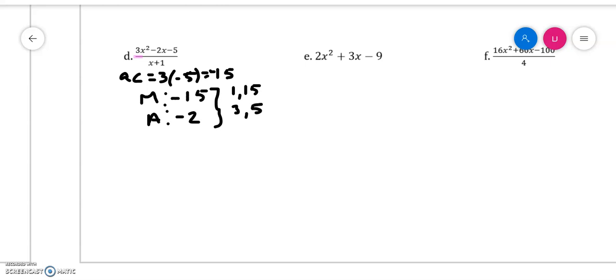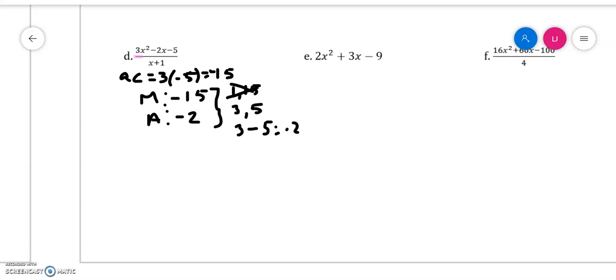So any way you combine 1 and 15, you're not going to get a negative 2. Like you're either going to get 16 or 14 or the negative version, so negative 16 and negative 14. So that's not going to work. So let's see, 3 and 5. If we added them, we'd get 8. If we subtract them, we'd get 2, which means it's possible to get negative 8 and negative 2. Since we only want one of these to be negative, since we're multiplying to a negative number, we need 3 and negative 5, because 3 minus 5 equals negative 2.